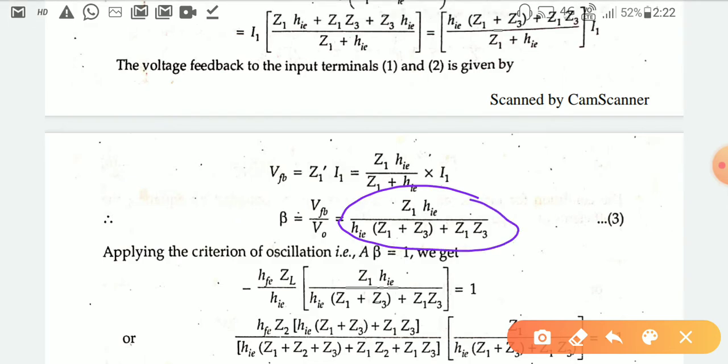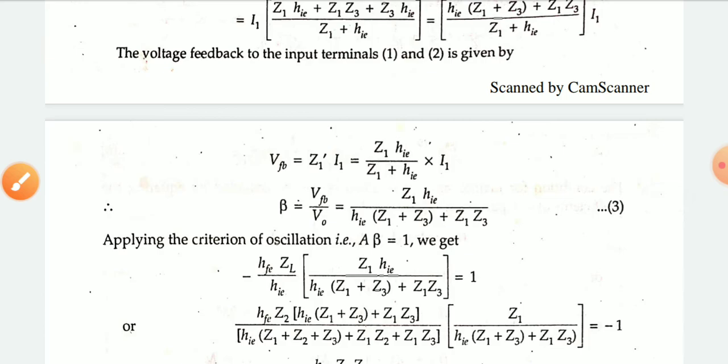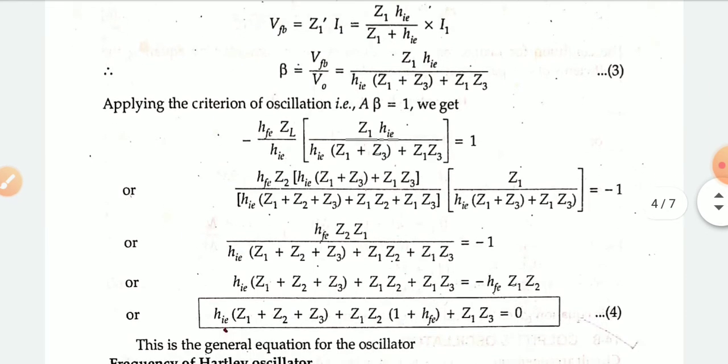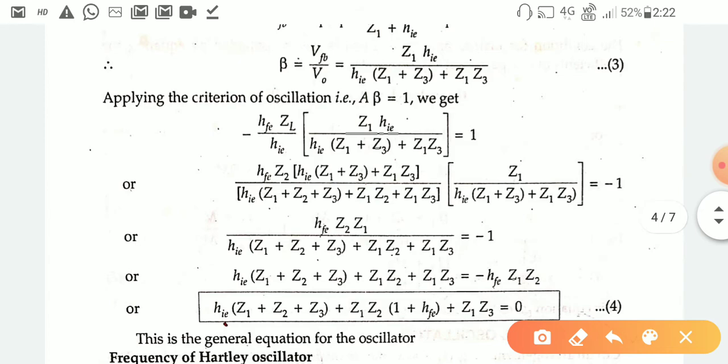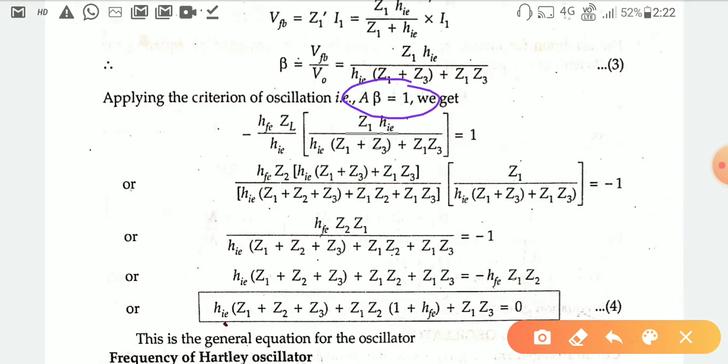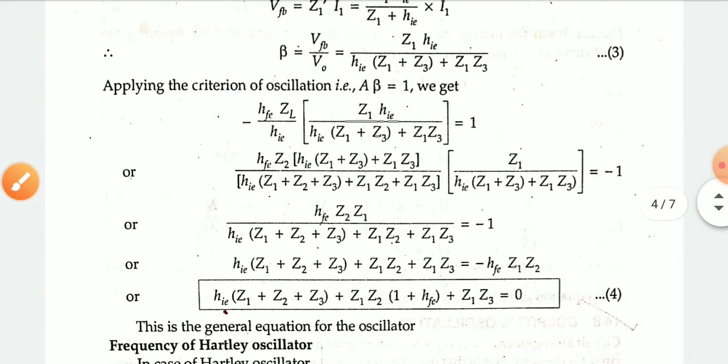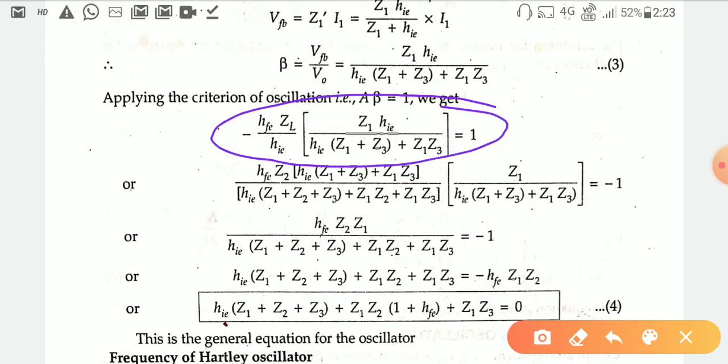So now we already know the value of A, that is the voltage gain without feedback, and the feedback gain also, that is beta. By following the Barkhausen criterion, which specifies that A beta should be equal to 1, if you put the value of A and the beta value that you already calculated, this product value should be equal to 1. This should be equal to the value of 1.